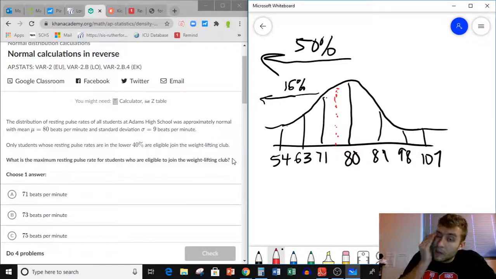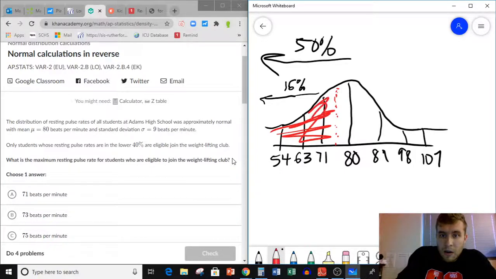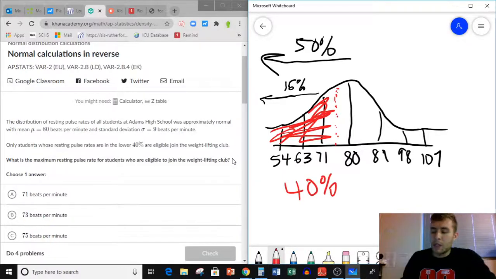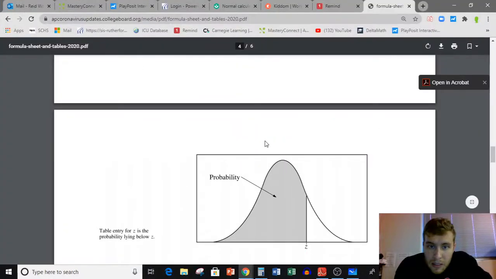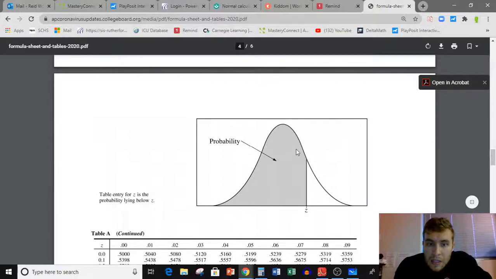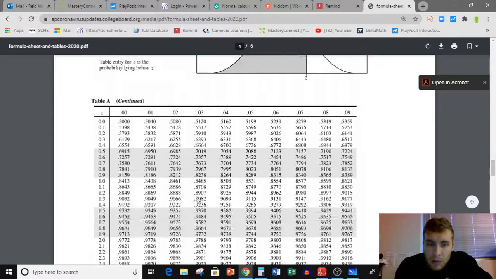So this is where the inverse normal calculations come in. We know that from here over should be 40%. So we're going to work backwards. That's why they call it in reverse here. And we're going to be using this formula sheet, and we need to find where the area to the left, this percentile, is what we want. The percentile is 40%.